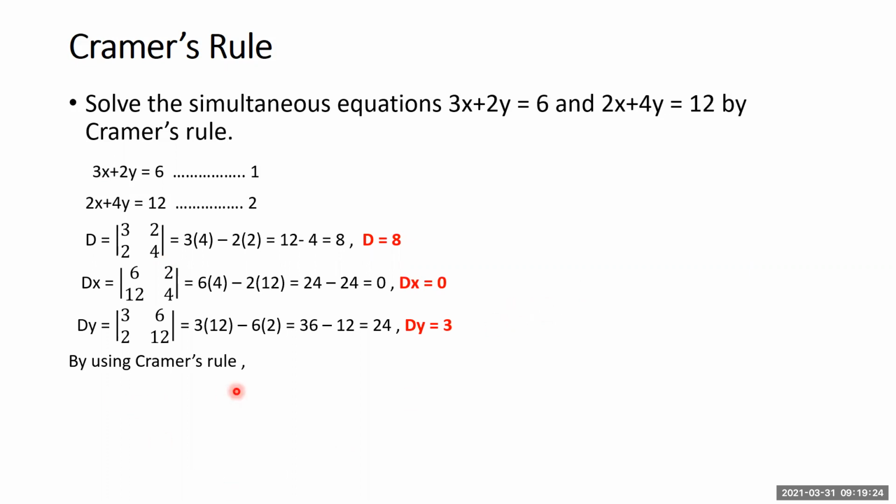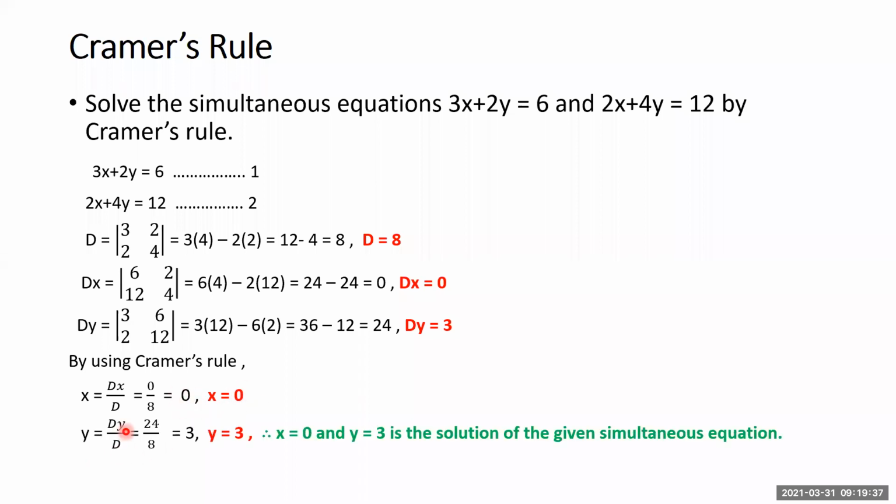Then by using Cramer's rule we use the formula x equal to Dx upon D. Dx value is 0 and D value is 8. 0 upon 8, you will get 0 only, so x value is 0. And y value is Dy upon D, substitute the values. Here I made a mistake in Dy, so Dy is 24 and D value is 8, so you will get 3. Therefore x equal to 0, y equal to 3 is the solution of the given simultaneous equations. This last answer is a must, students, because it carries half a mark. Always this last answer carries half a mark, so it is very, very important.